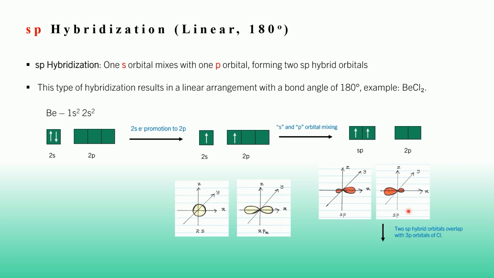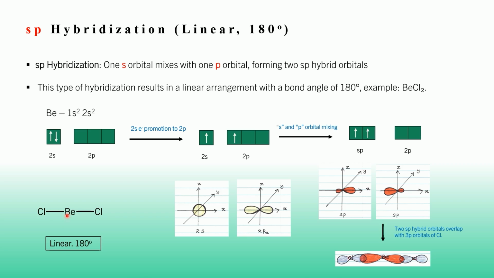These 2 sp hybridized orbitals are now on the beryllium atom. The hybridized orbitals then overlap with chlorine's 3p orbitals to form 2 Be-Cl bonds on both sides. BeCl2 is a linear molecule with a 180 degree bond angle.